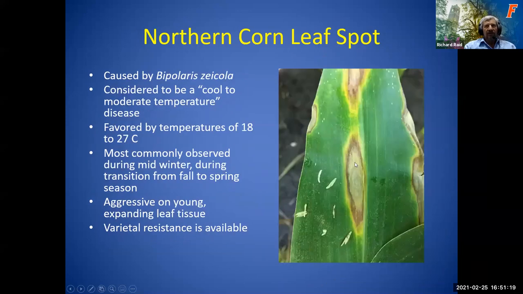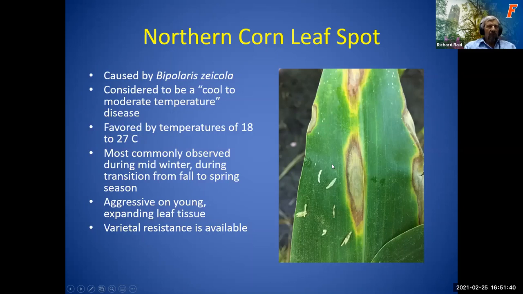And so with Bipolaris zeicola, there are a number of hybrids that we've seen over the years that do seem more susceptible to this particular disease, but very rarely do I ever see this disease build up to what I would consider to be economic levels.